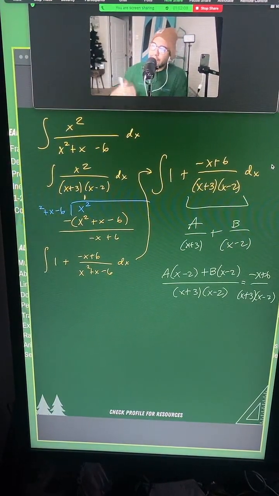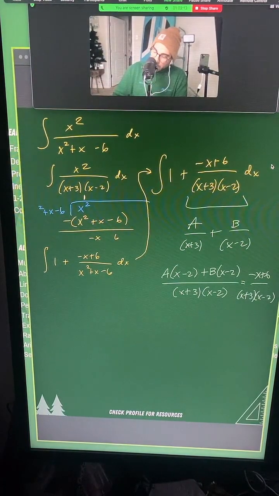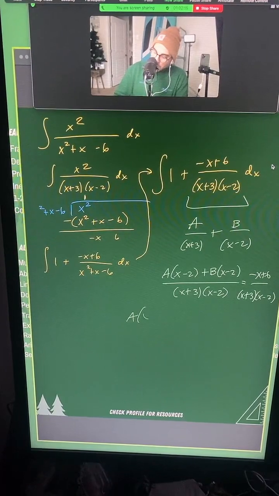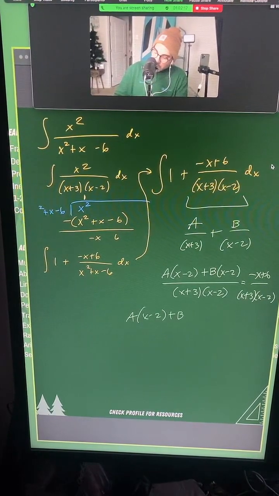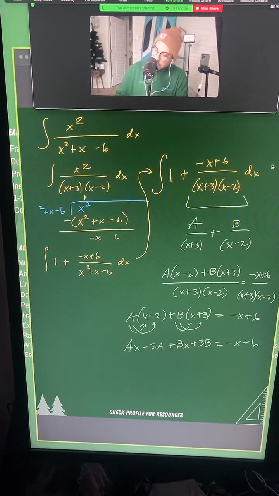Okay, so we don't really care about the denominator because we already took care of it. That's the whole point of partial fractions. What we care about is the top. So a times x minus 2 plus b times x plus 3 is equal to negative x plus 6. So let's go ahead and distribute the a and distribute the b. So I have ax minus 2a plus bx plus 3b is equal to negative x plus 6.